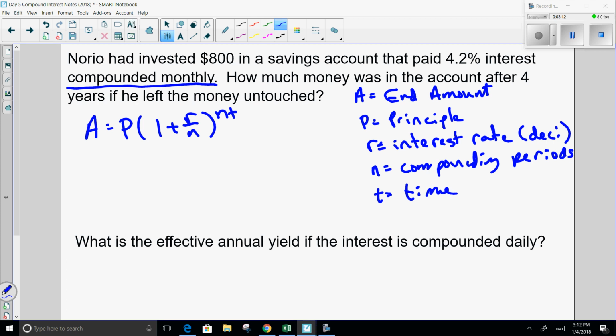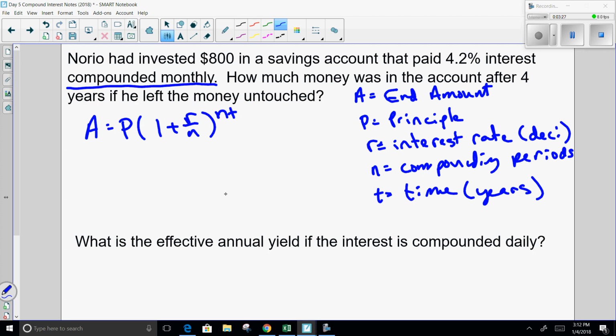Okay, so there they all are. A is ending amount, P is the principal, r is the interest rate, n is compounding periods, and t is time. And time is usually in years for these types of problems. So that's what all those mean.